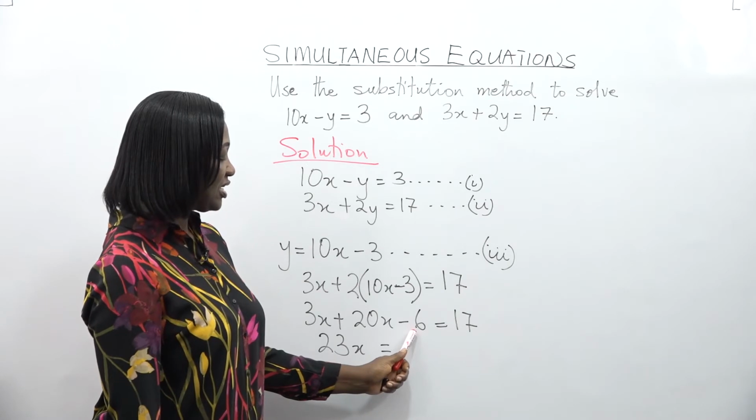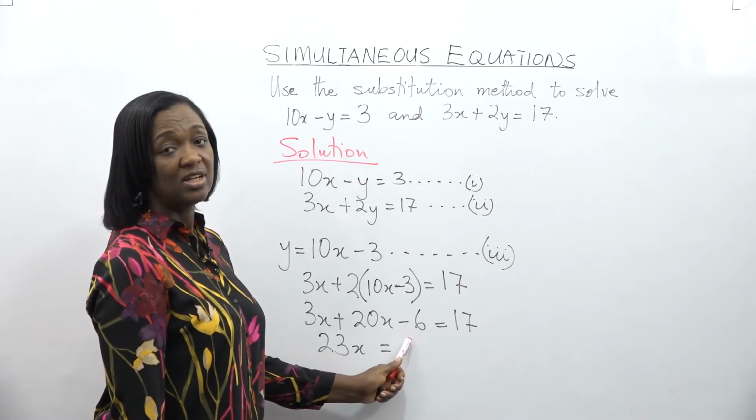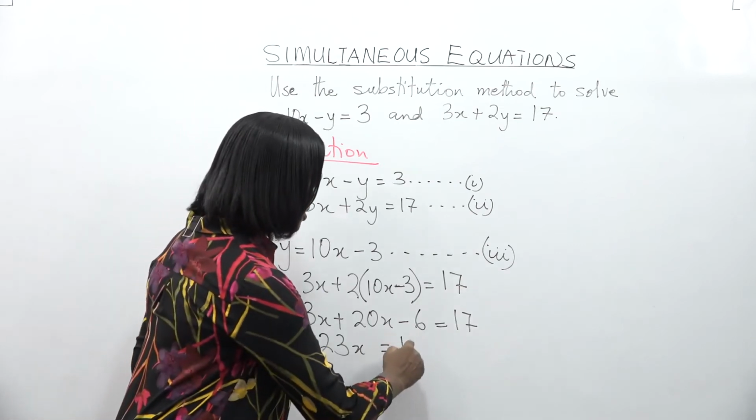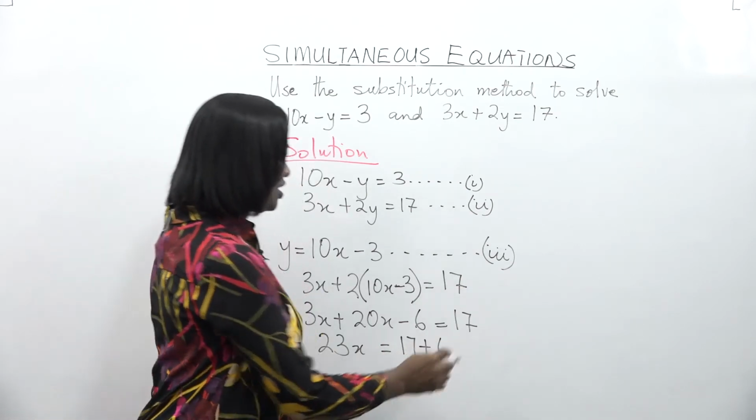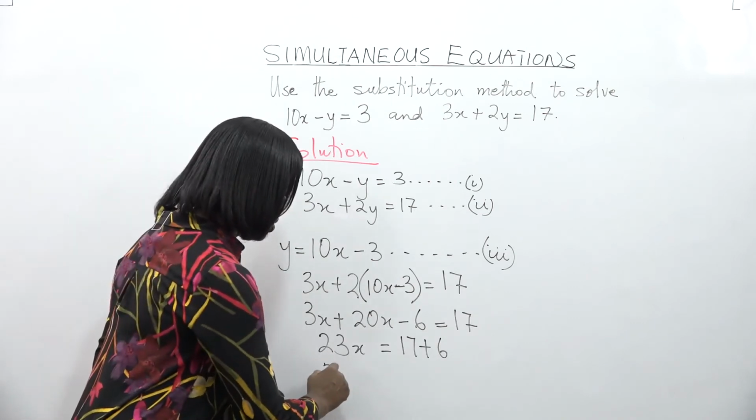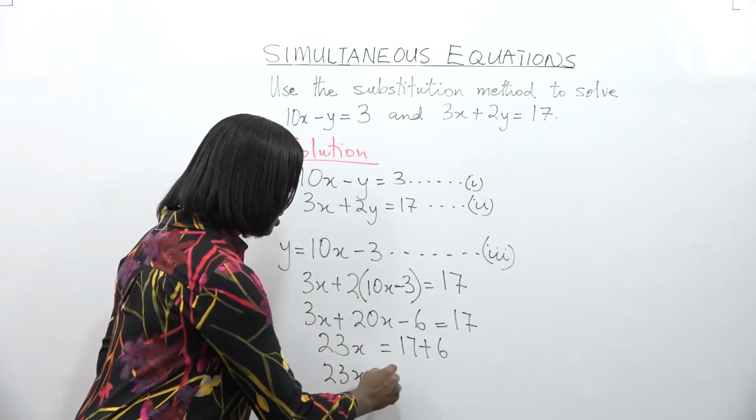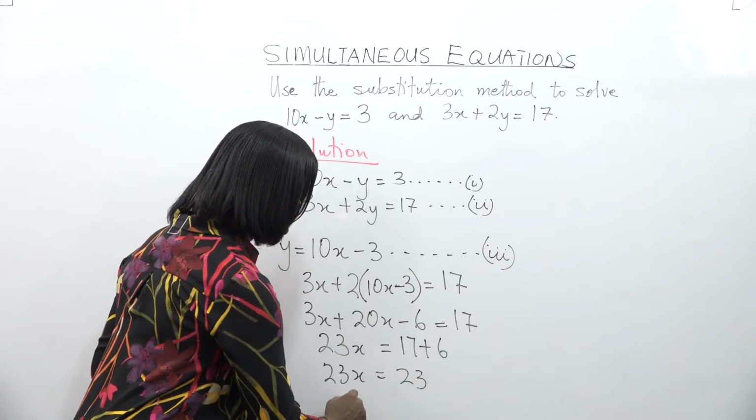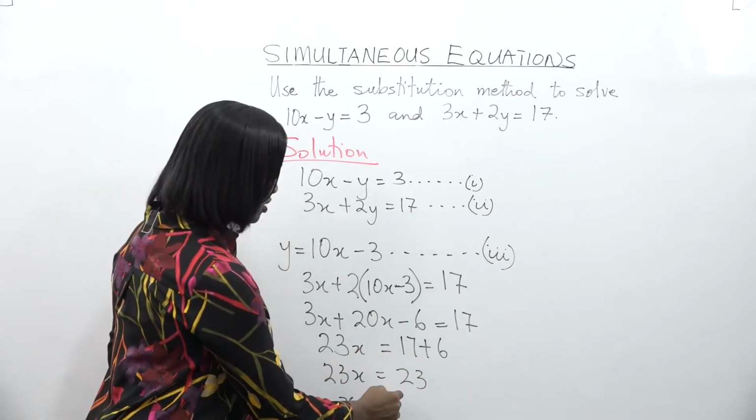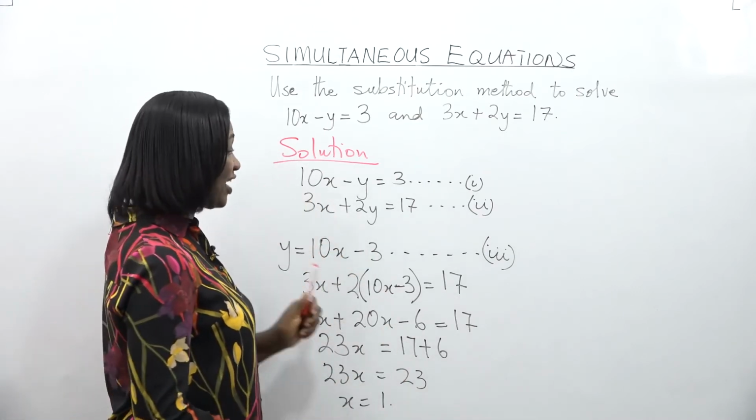We take minus 6 from the left-hand side of the equation to the right-hand side, and it becomes positive. 17 plus 6. And 17 plus 6 is equal to 23. So 23x is equal to 23. So x is equal to 23 divided by 23, which is 1. So we have a value for x.